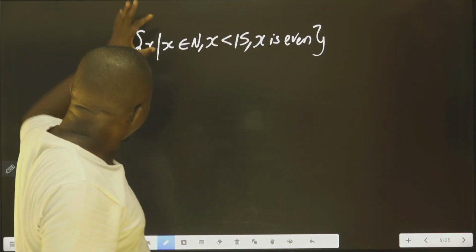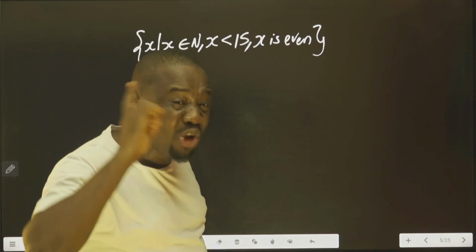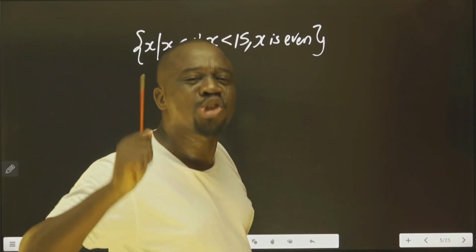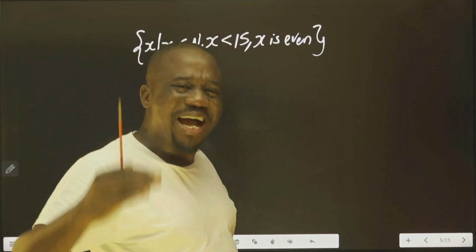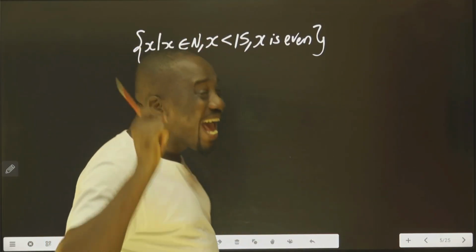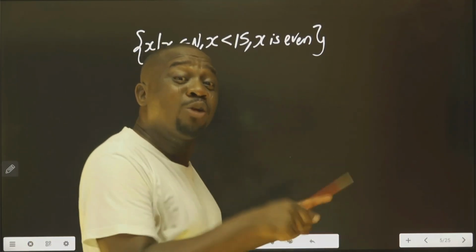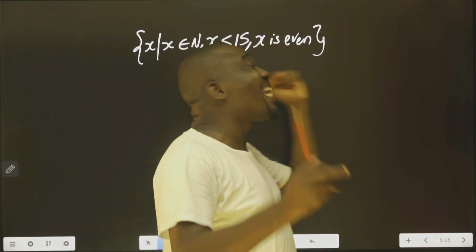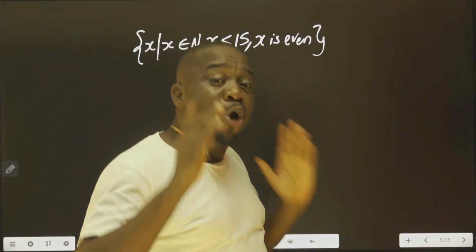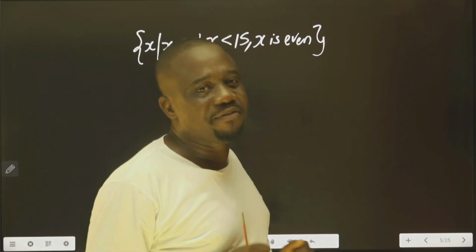Look at this. It says, this is the element of the set. What is S? It's telling us about S now. Number one thing you should know is that S is an element of the natural numbers: 1, 2, 3, 4, 5, 6, 7, 8, 9, 10. That is the first information. The second one is that S is less than 15. All the natural numbers we are considering are from 1 to 14. The next one is telling us more about S. S is an even number. That means we are going to consider the even numbers between 1 and 15.